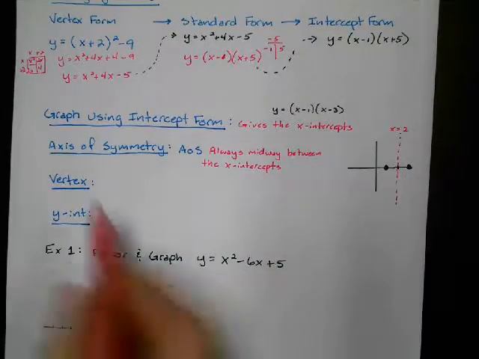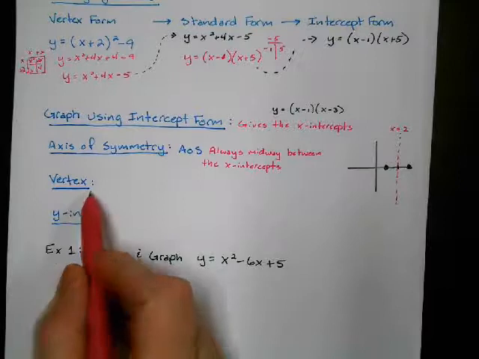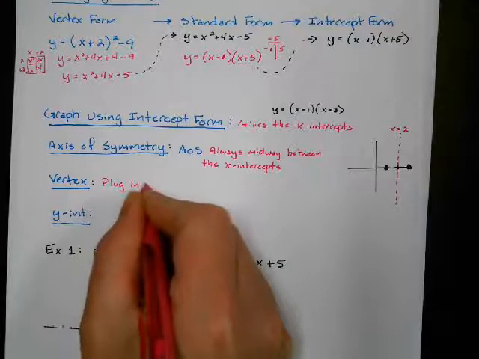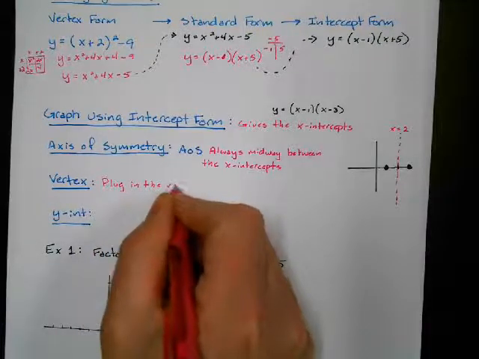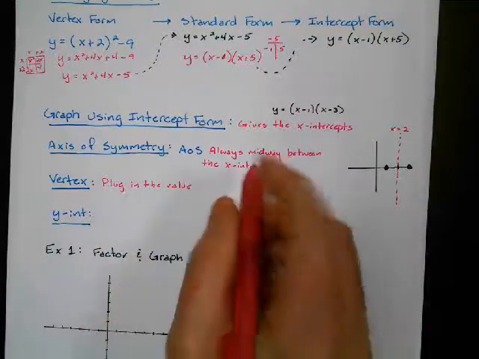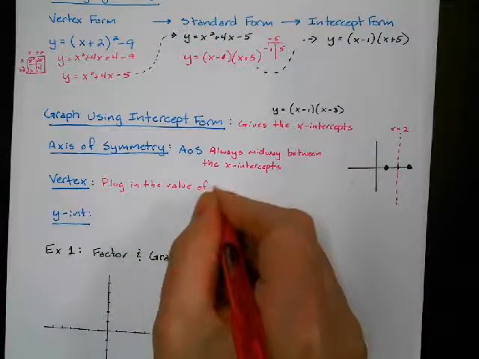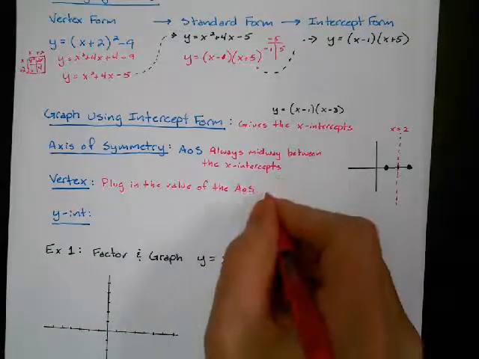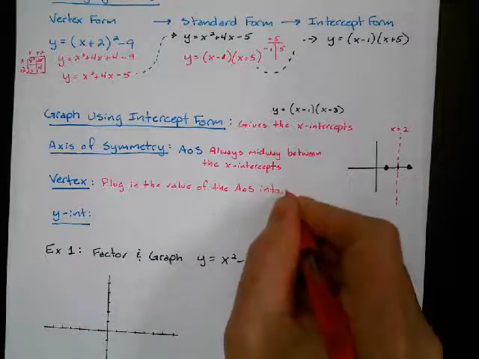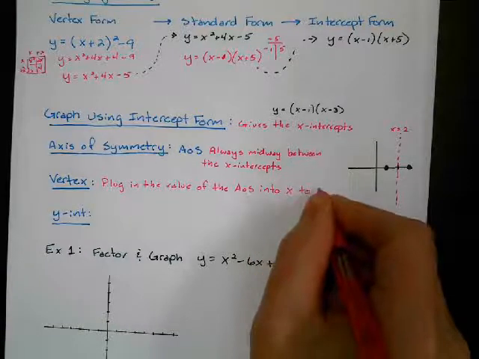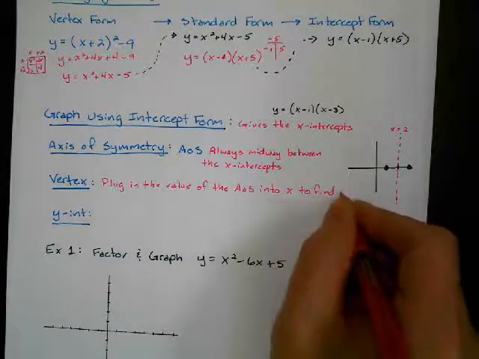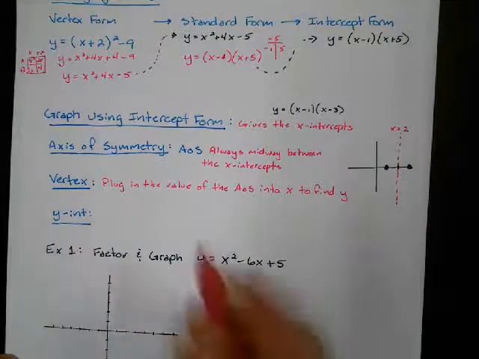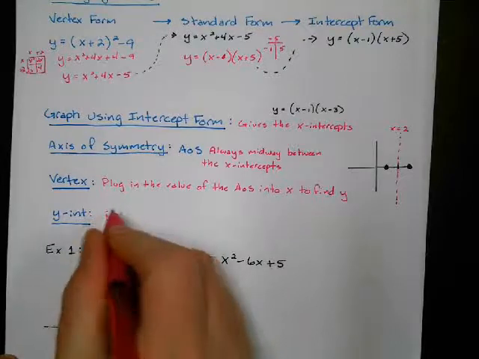So if you want to find your vertex, you're going to plug in the value of the axis of symmetry into x to find y. We're going to do that in a second down here. And lastly, if we want to find the y-intercept, remember all we have to do is plug in 0 for x.